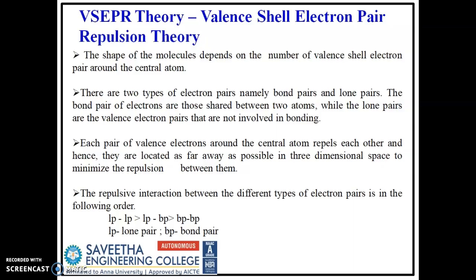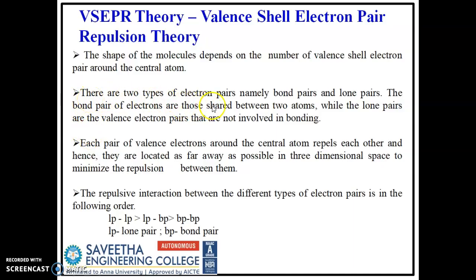The first is that the shape of the molecules depends on the number of valence shell electron pairs around the central atom. It starts with the number 2. If the valence shell electron pair is 2, the geometry of the molecule is linear. If it is 3, the geometry is trigonal planar. If it is 4, it is tetrahedral. If it is 5, the geometry is trigonal bipyramidal. And if it is 6, the geometry is octahedral.